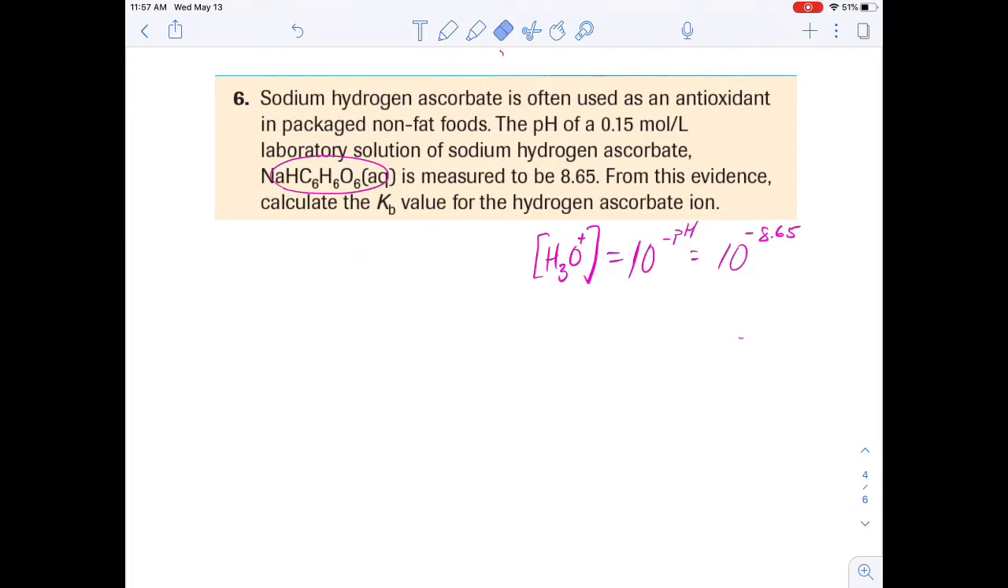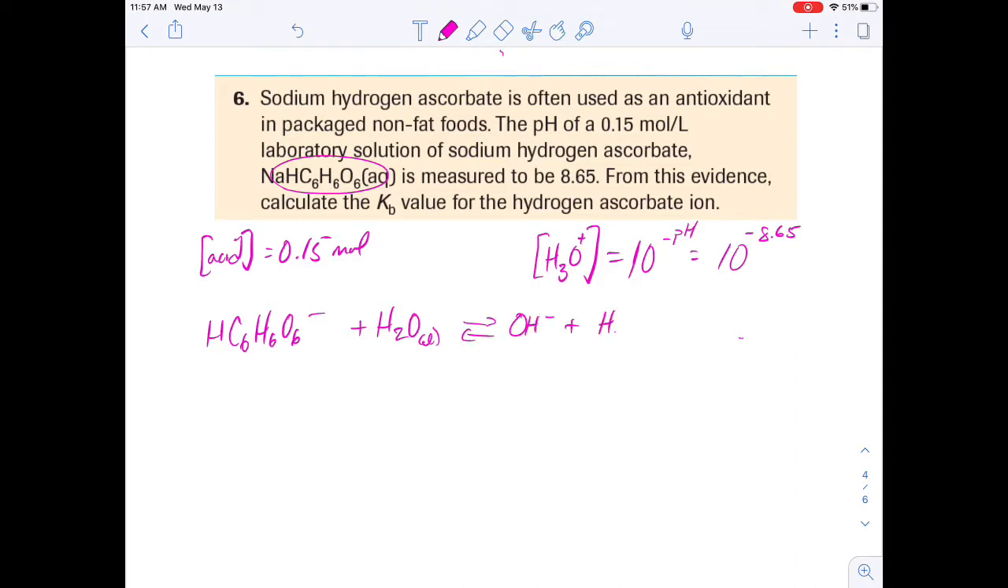So first of all, the concentration of the acid is 0.15 mole per liter. And that is going to be my HC6H6O6 negative. So that's the hydrogen ascorbate ion. And when it's acting as a base, it's going to react with water, and it's going to make a hydroxide ion and H2C6H6O6. So while this is happening, this is the expression that would explain the Kb.